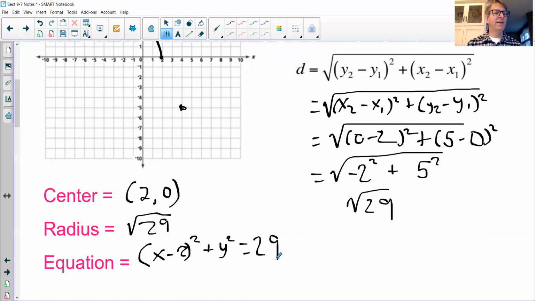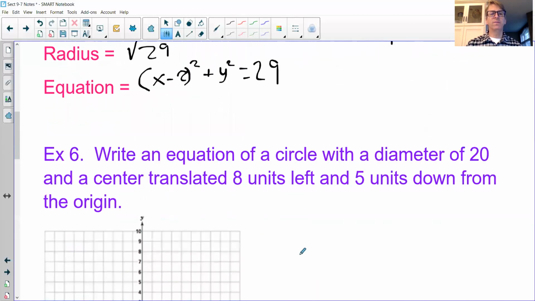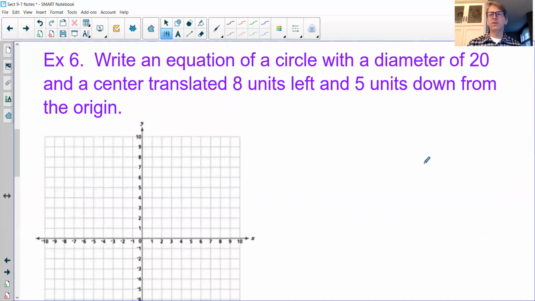Last one on lesson 9.7, equations of circles. It asks us to do this. Write an equation of a circle with a diameter of 20 and a center translated 8 units left and 5 units down from the origin.